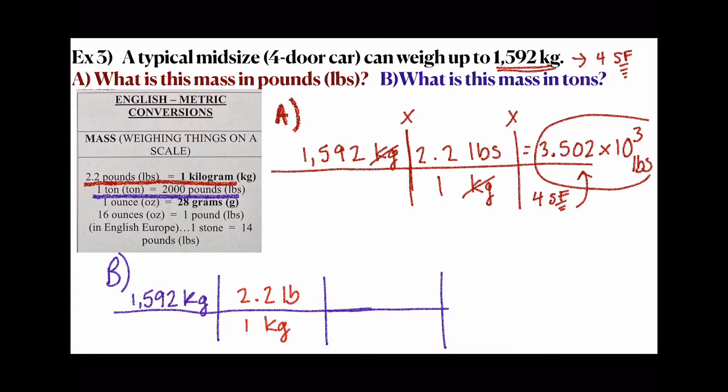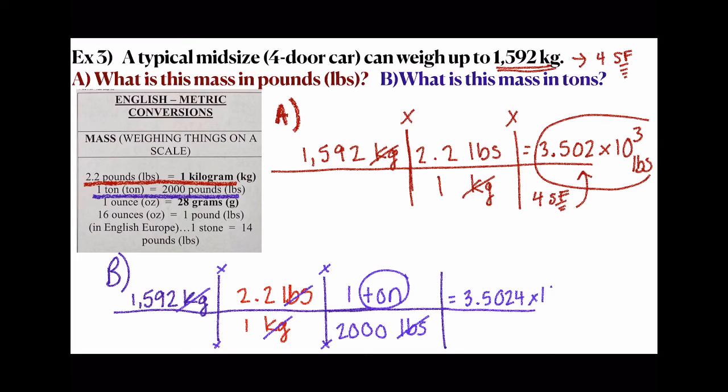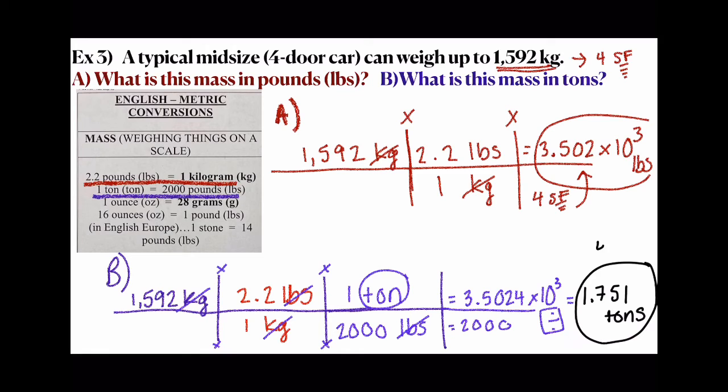For letter B, I'm going to do the same thing. I'm going to use the very same conversions, but at the very end, I'm going to put the conversion that allows me to go from pounds to tons. And luckily, I'm just multiplying all the numerators all the way across. I'm going to multiply all the denominators all the way across. I'm going to divide at the end. And this is your answer in 4 significant figures. Not bad. It's getting a little bit easier, I hope.